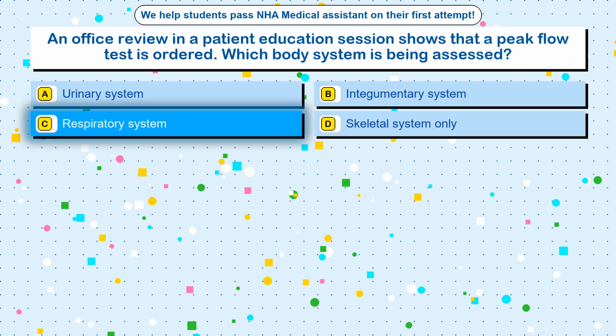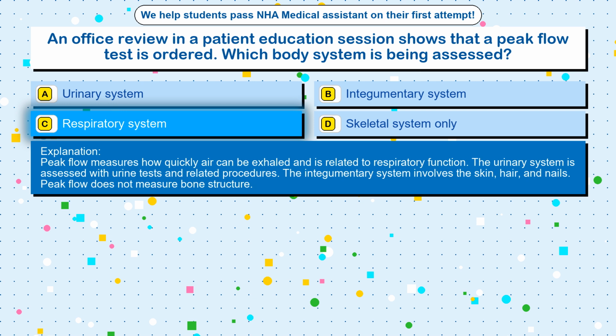The correct answer is option C, respiratory system. Peak flow measures how quickly air can be exhaled and is related to respiratory function. The urinary system is assessed with urine tests and related procedures. The integumentary system involves the skin, hair, and nails. Peak flow does not measure bone structure.